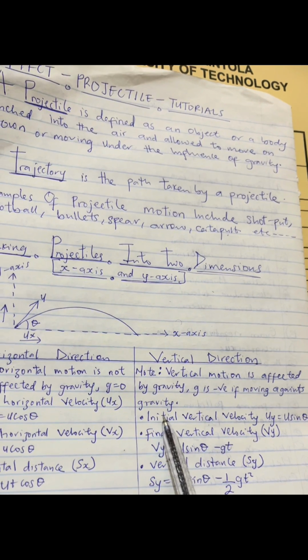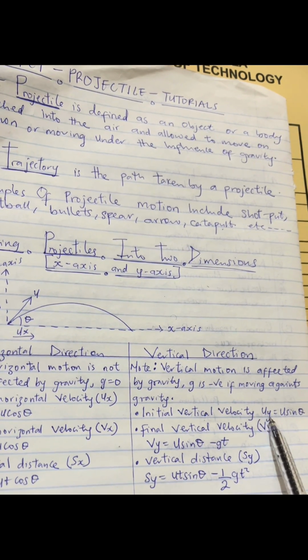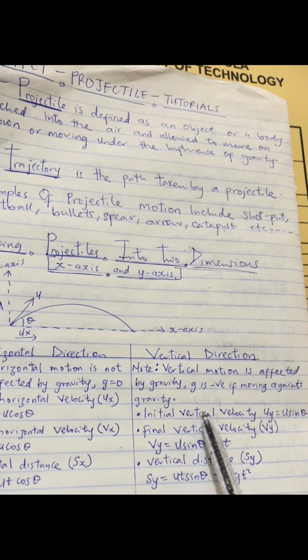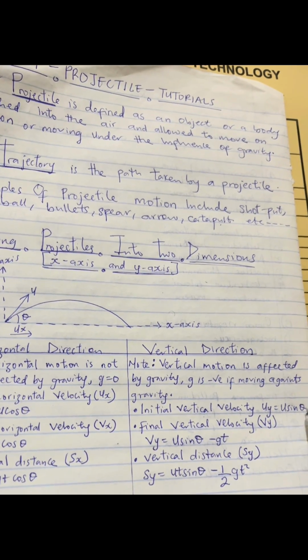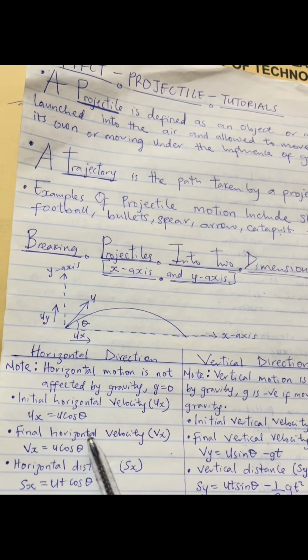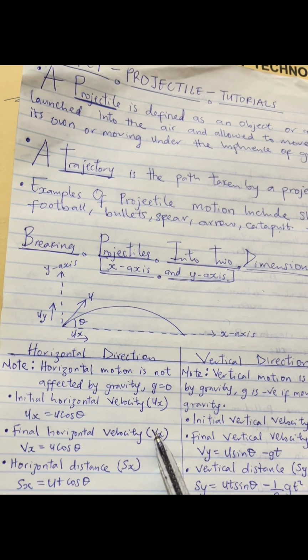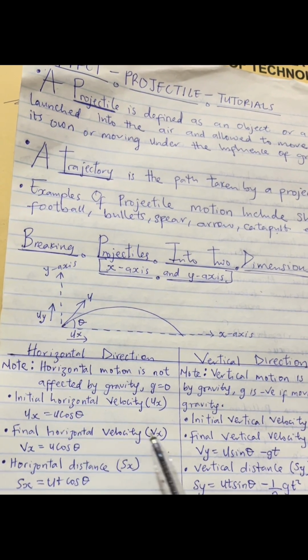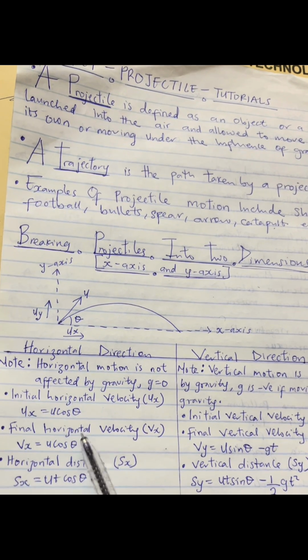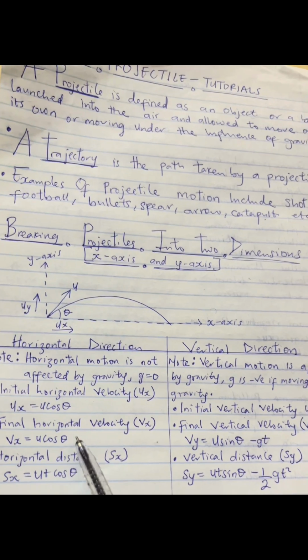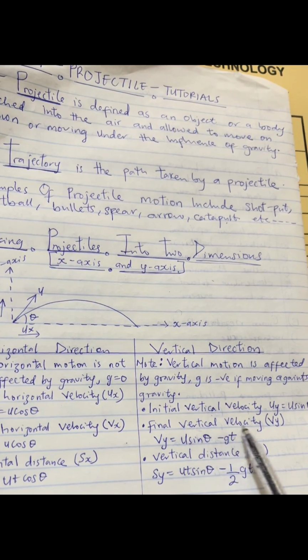But if it's not the initial vertical velocity, it will be uy. Y is for the vertical, and the formula for uy, which is initial vertical velocity, is what? U sine theta. We also have the final horizontal velocity. So final velocity is represented as v, but the horizontal is represented as x. So therefore your final horizontal velocity is what? Vx, and the formula for Vx is what? U cos theta.